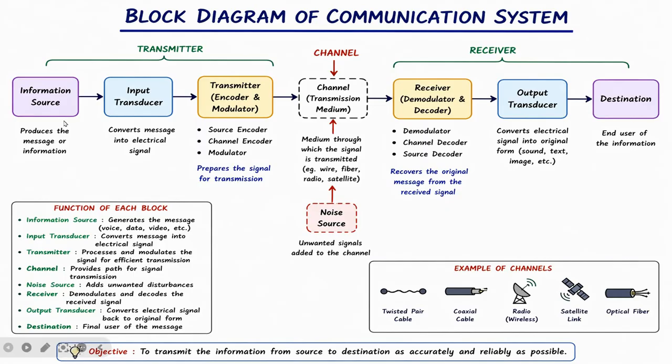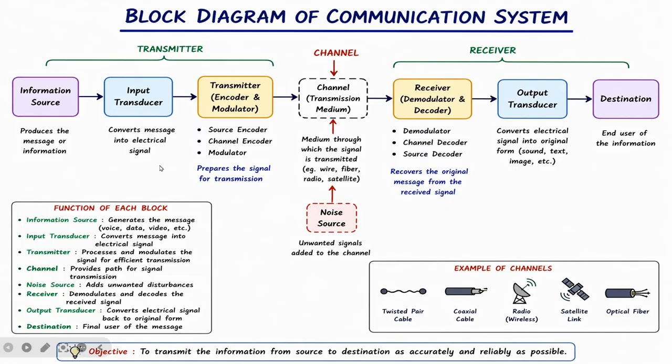So the information source is the origin of the message, and it will generate the information that we want to send. For example, when we speak, our voice is the information. That is, I'm talking, I'm speaking, my voice is the information. Or when we send a message, suppose through WhatsApp or any other message, then the text will be the information there.